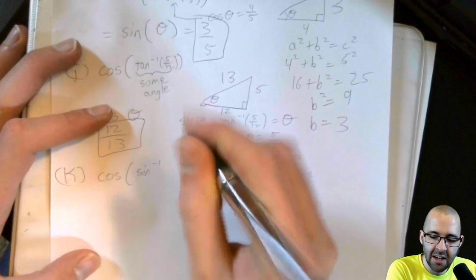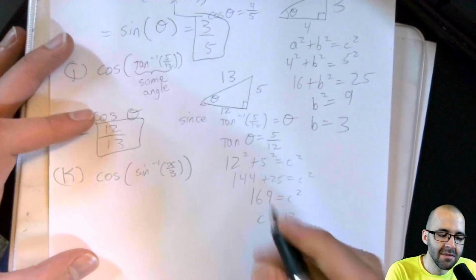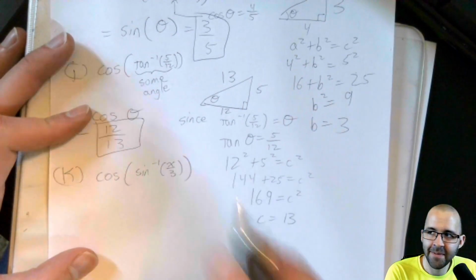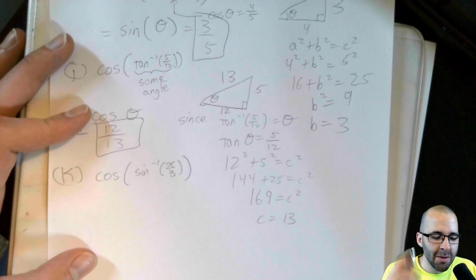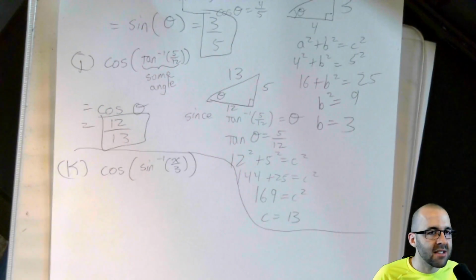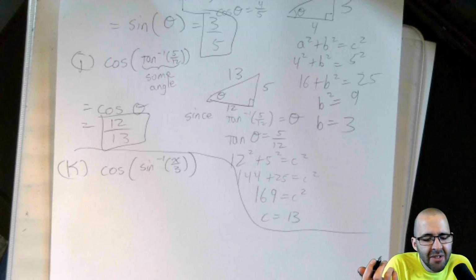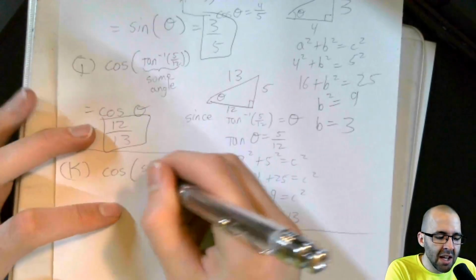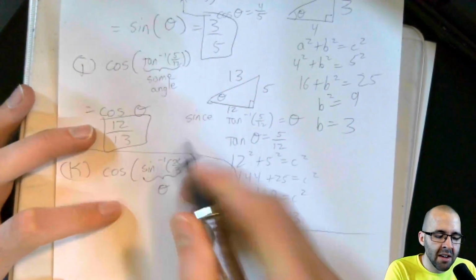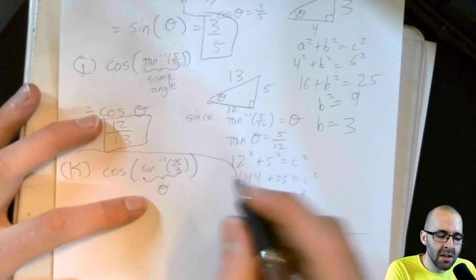Cosine of inverse sine of x over 3. We have variables now. Okay. But the good news is, and why I'm only doing one of these instead of doing more, is we solve it the exact same way. It's just now there's variables. So again, this is going to be some theta. The inverse sine of a ratio is an angle.